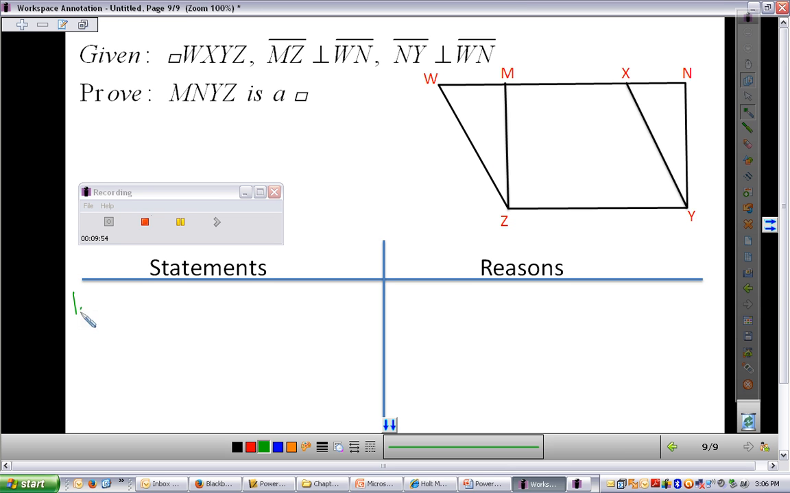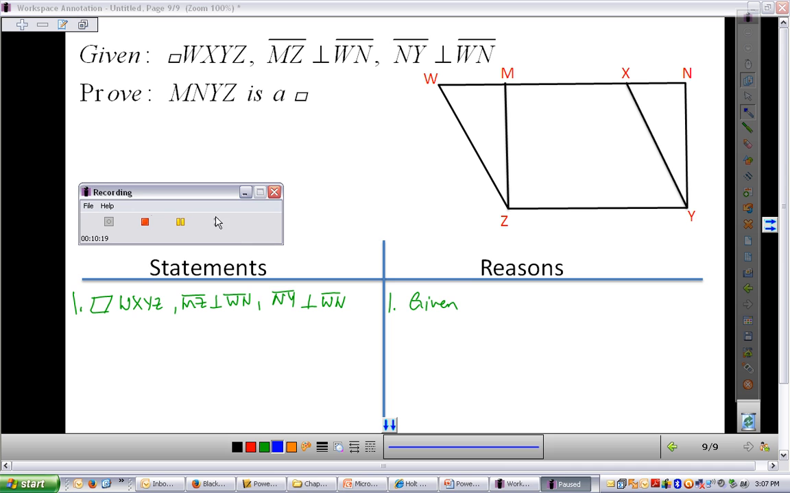So let's start with what we know. We know what we're given. Parallelogram WXYZ. We're also given that segment MZ is perpendicular to segment WN, and that segment NY is also perpendicular to WN. We know that because it is given to us as our given statement. Good. I'm trying to prove that MNYZ is a parallelogram. In order to prove something is a parallelogram, we need to prove the opposite sides are parallel.